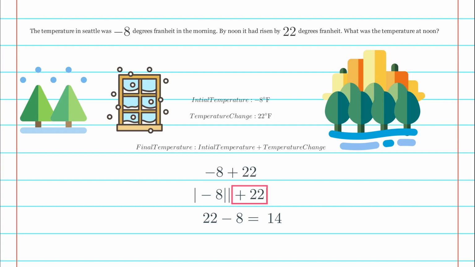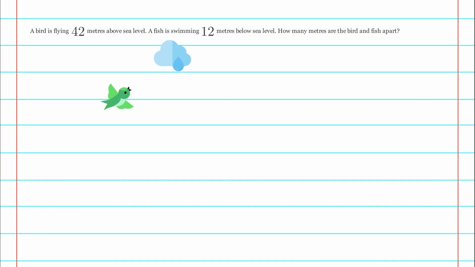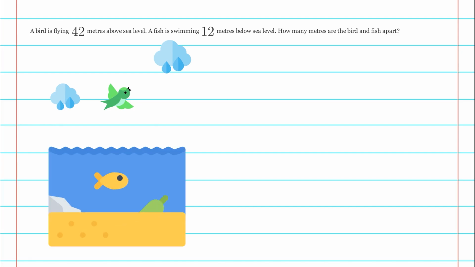Let's take a look at one more word problem to seal the deal. A bird is flying 42 meters above the sea level. A fish is swimming 12 meters below the sea level. How many meters are the bird and the fish apart? Again, let's analyze the wording to determine if it is an addition or subtraction problem. We are asked to find out how many meters the bird and fish are apart. This means we need to find the difference between these two creatures.